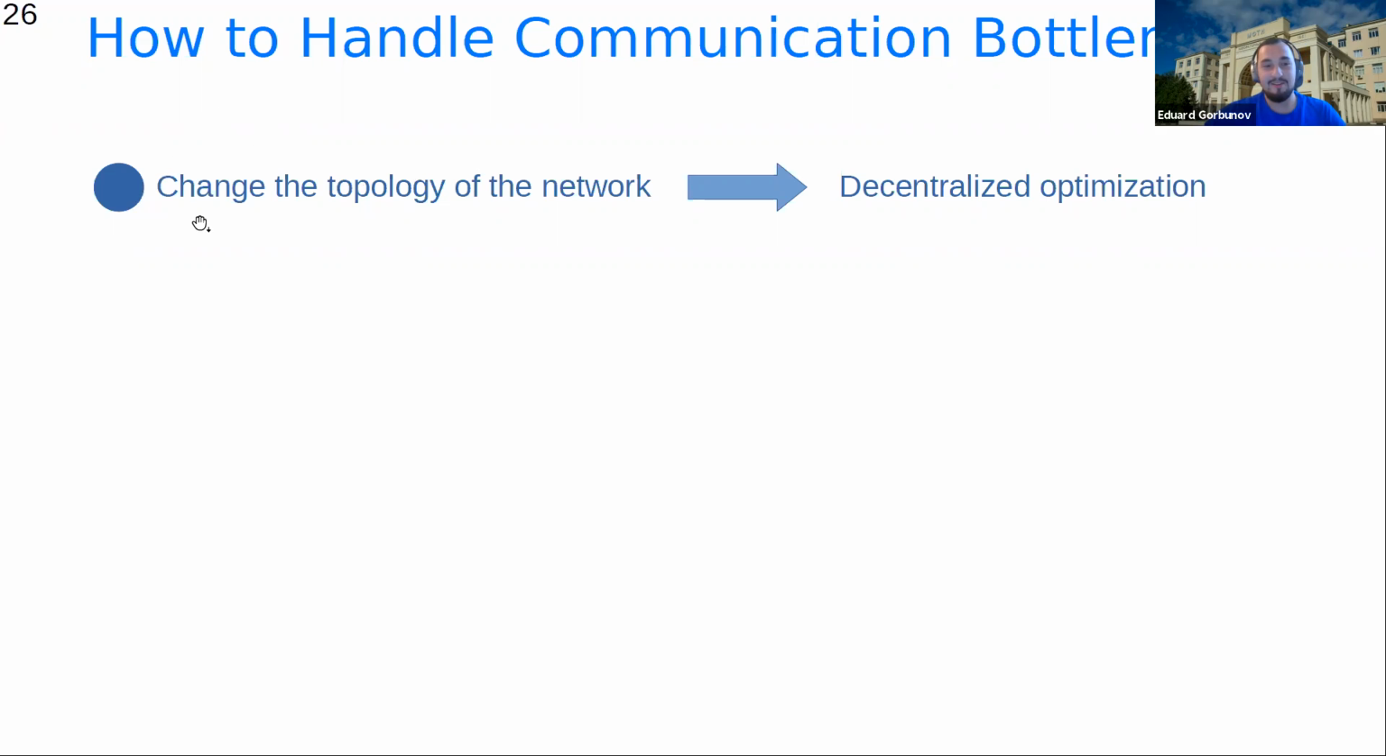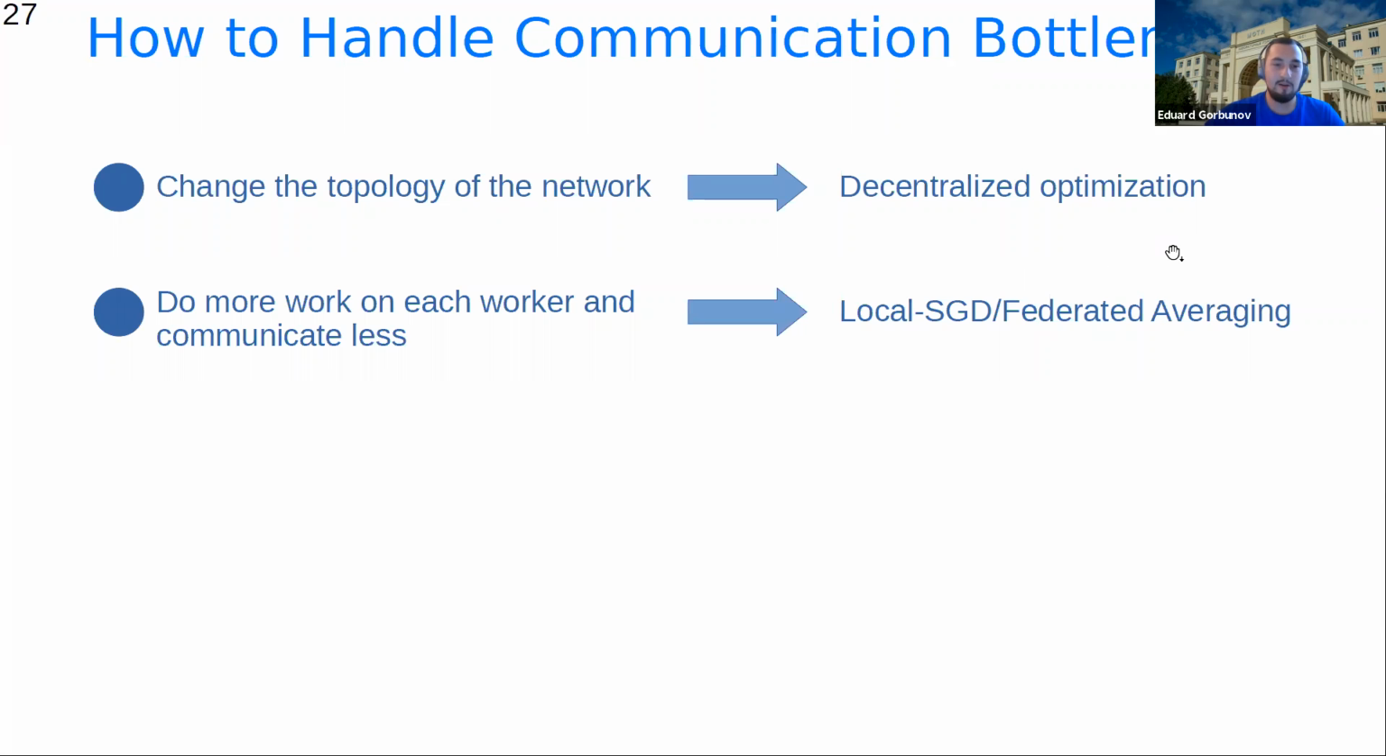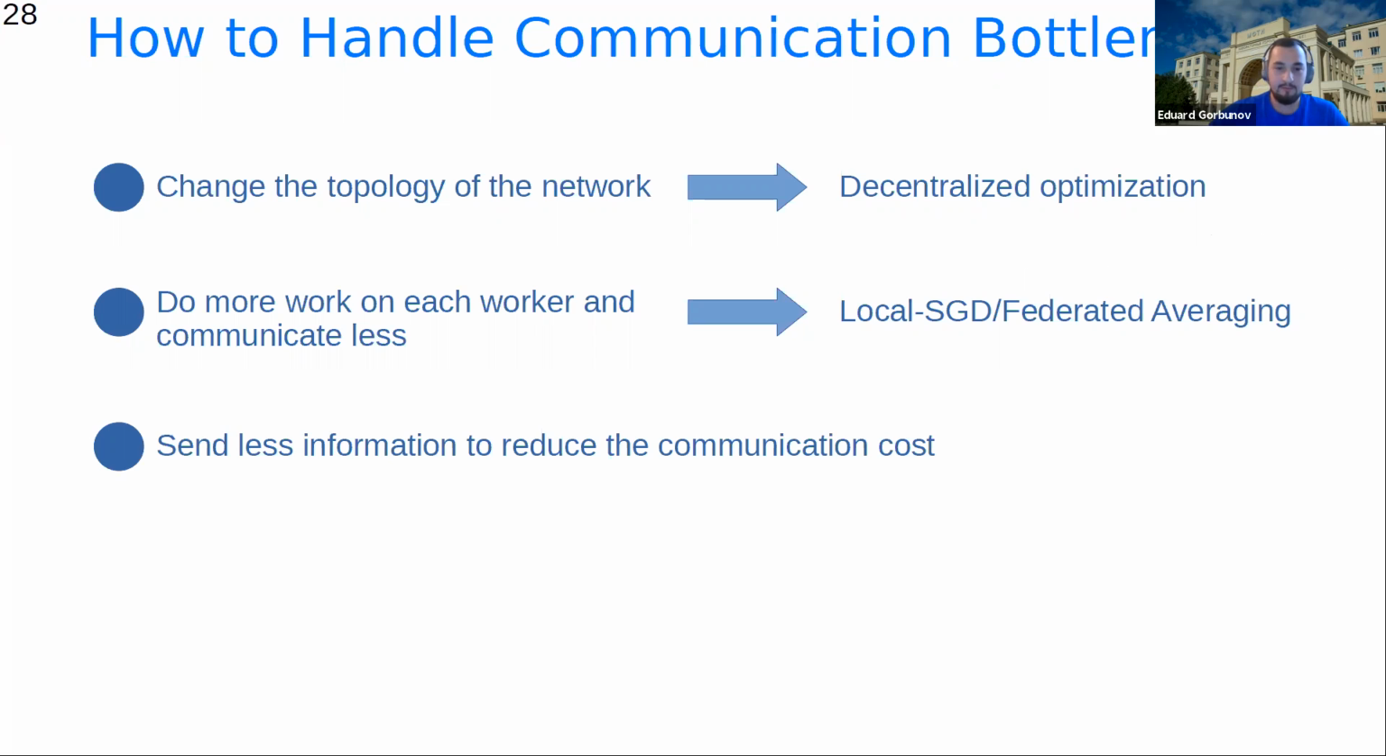Okay, the first approach is to change the topology of the network, if you can do that, and it leads to decentralized methods. Another possible way to reduce the overall communication cost is to do more work on each worker and communicate less. For example, one can consider local SGD or the federated averaging algorithm. It can work better for some setups. But we will focus on a different approach. We can send less information at each iteration in order to reduce the overall communication cost.